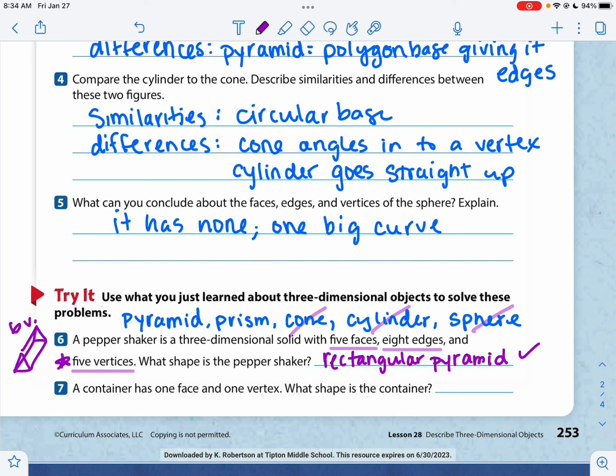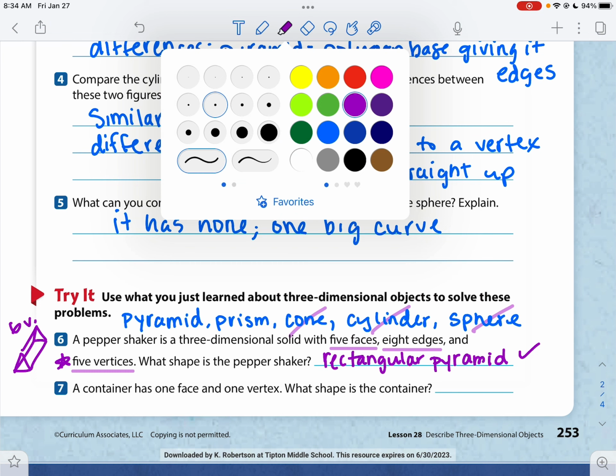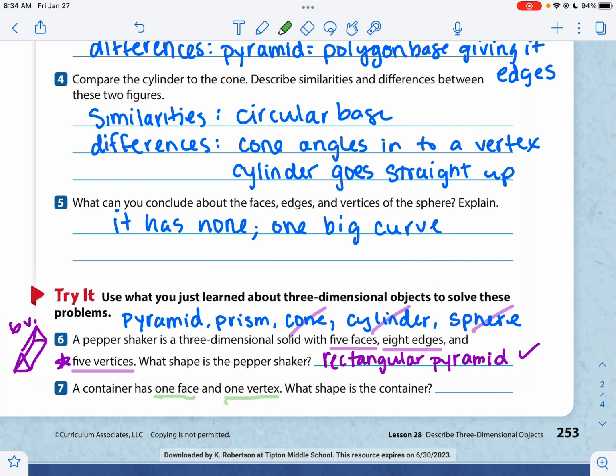All right, then next we have a container with 1 face and 1 vertex. So if we're thinking back, a pyramid is always going to have multiple faces because it's going to have the bottom, square, octagon, whatever it is, but then it'll have a face coming off of each of those sides. So it's not a pyramid. A prism also is going to have at least the 2 polygon faces and then another one for every side. So it's not a prism. Could be a cone. We'll come back to that. A cylinder is going to have 2 faces, so not a cylinder. And a sphere doesn't have any faces, so it's got to be a cone.